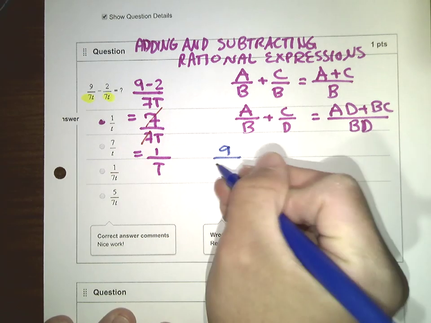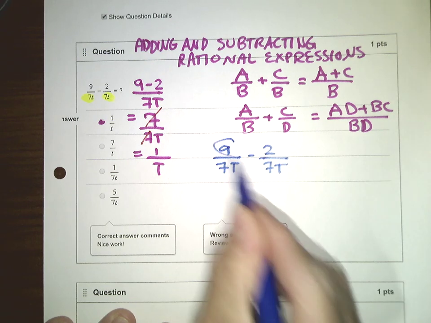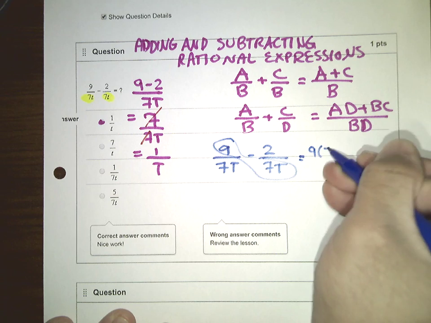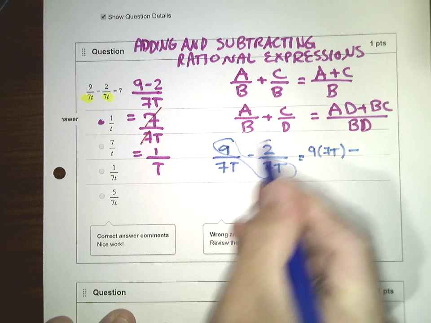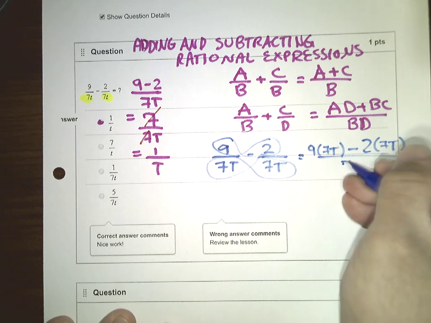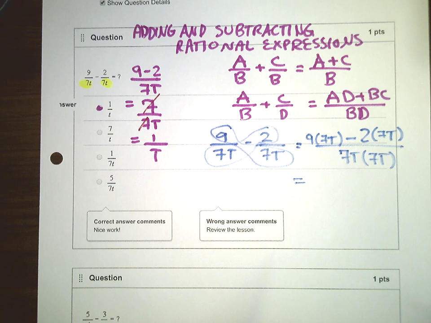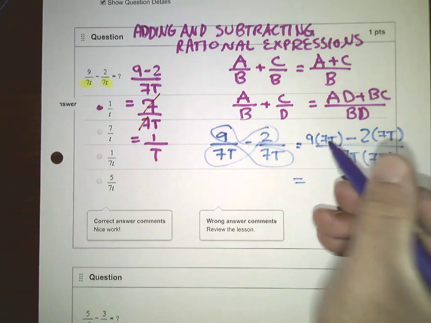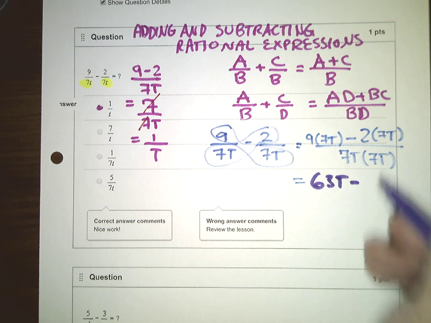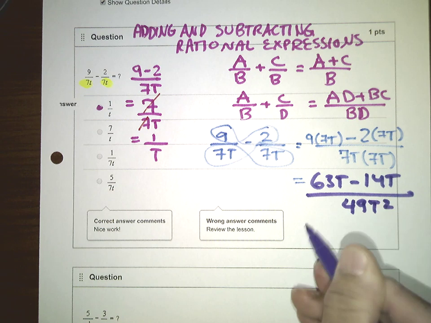Now, let's say, for example, we did not recognize that these already had a common denominator, and you had 9 over 7t minus 2 over 7t, and you went ahead and multiplied the 9 times 7t minus the 2 times 7t all over 7t times 7t. Well, that wouldn't be wrong. It's just it would be a little bit more work for you, right? Because now what you have to do is 9 times 7t, that's 63t, and 2 times 7t, that's 14t, and 7t times 7t is 49t to the second power.